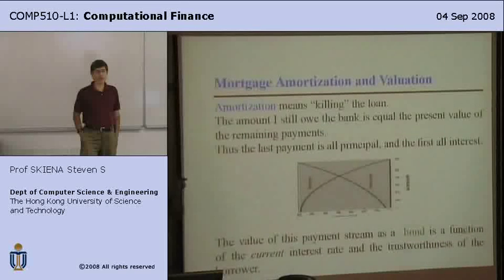Okay, any questions about the mortgage bond? Now, let's just think about this as a bond again. I have an agreement with the bank, where the bank has loaned me some money, and I will pay them a stream of payments, right? You might want to buy this payment stream from the bank. Or the bank might want to sell it.